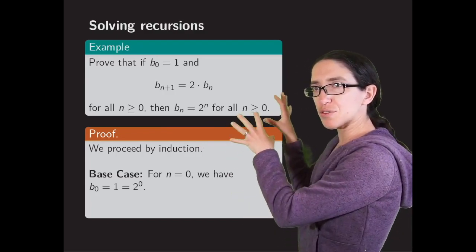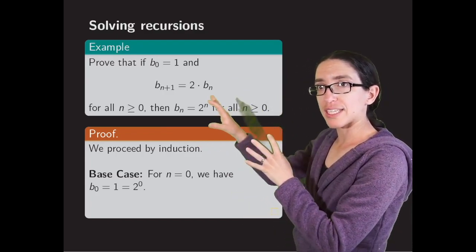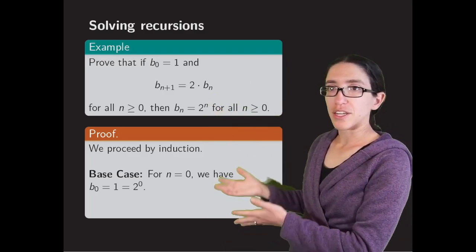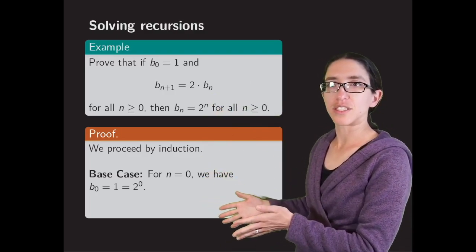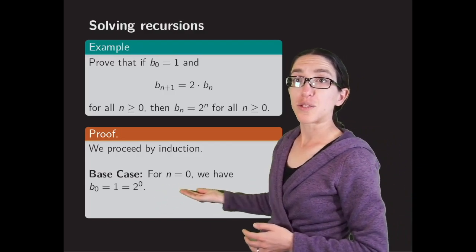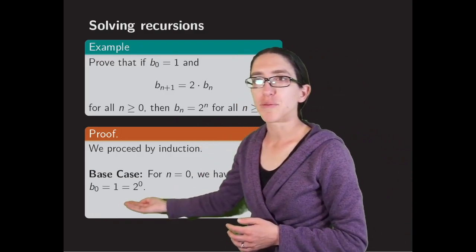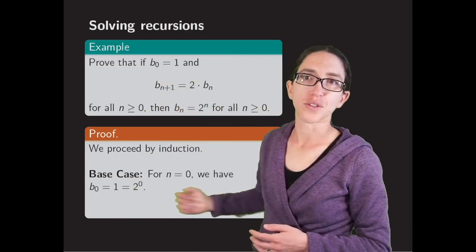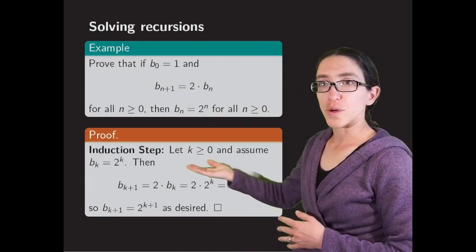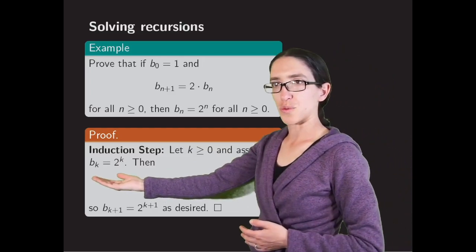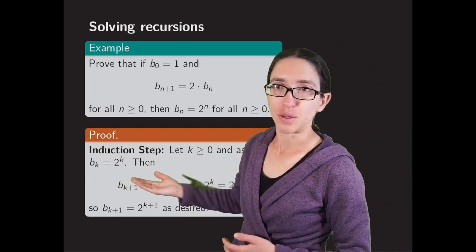So for a well-defined recursion like this, to prove it has some explicit formula, you want to use induction. To proceed by induction, the base case matches the initial conditions. So you want to check that for n equals 0, we have b sub n equals 2 to the n, while b sub 0 is given to be 1 by the initial condition, and that is 2 to the 0. For the induction step, you want to let k be greater than or equal to 0 and assume that the statement is true for k, so we want to assume that b sub k equals 2 to the k.